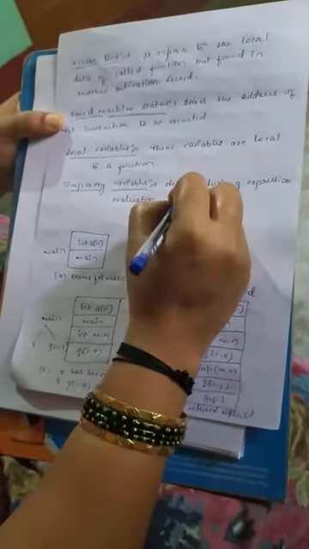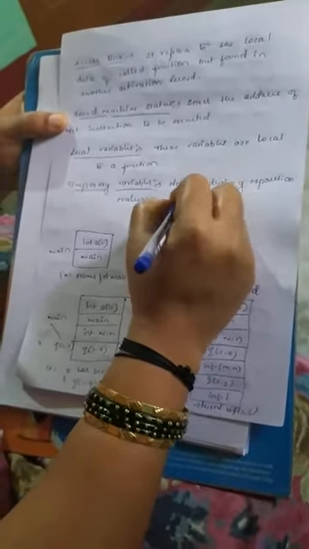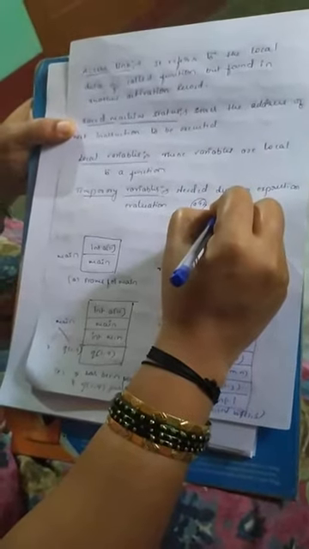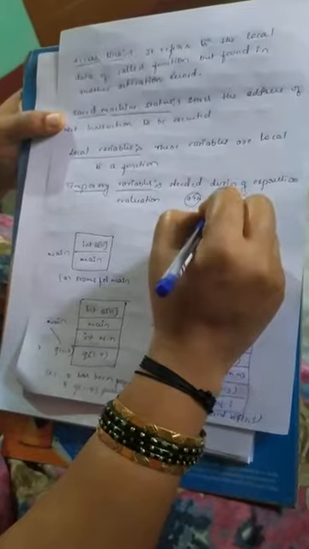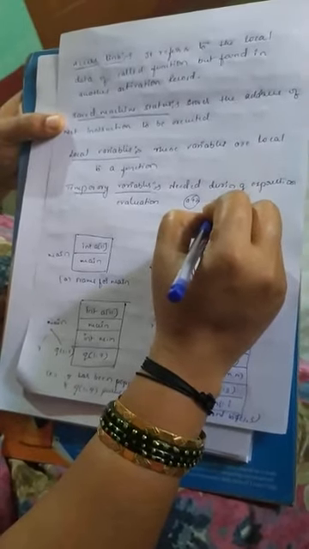Say for example, I have an expression a plus b. This particular expression I want to store in T1. But this T1 is not going to stay active throughout the program. This T1 we call a temporary variable.